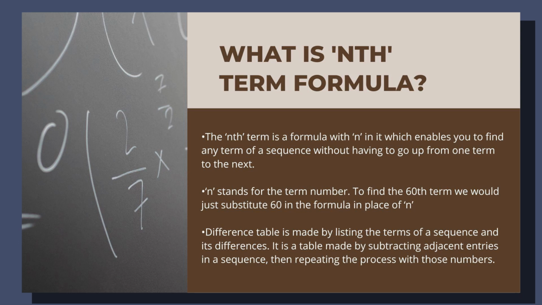The difference table is made by listing the terms of a sequence and its differences. It is a table made by subtracting adjacent entries in a sequence, then repeating the process with those numbers.